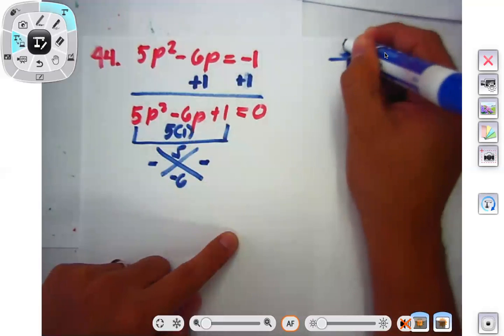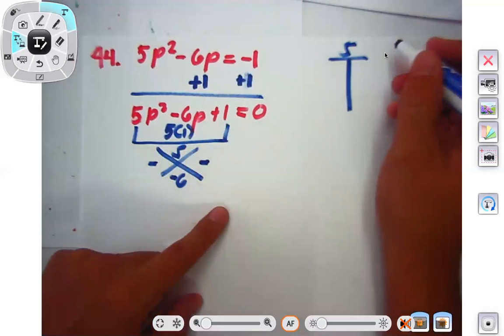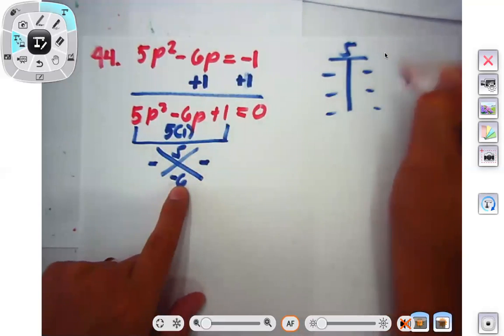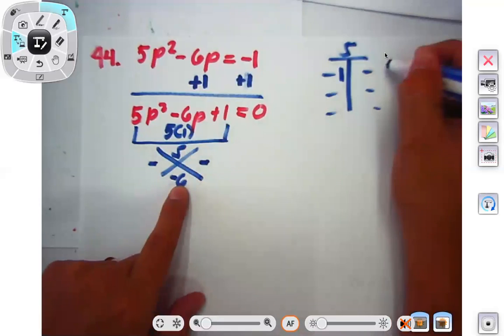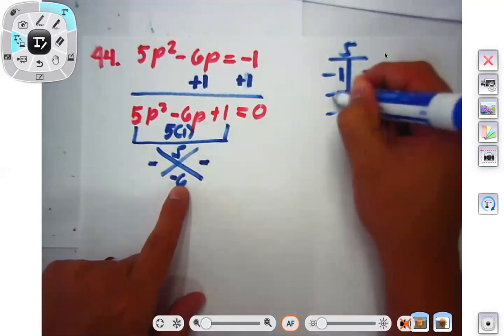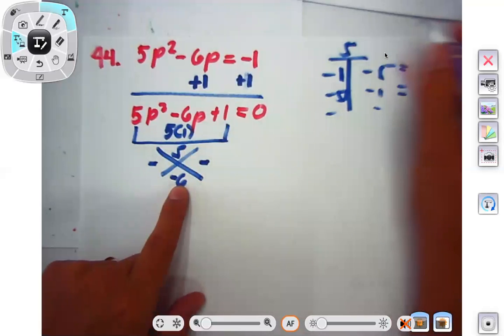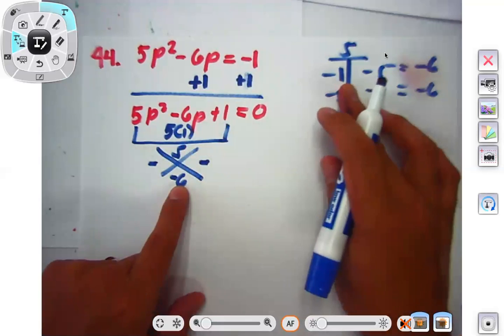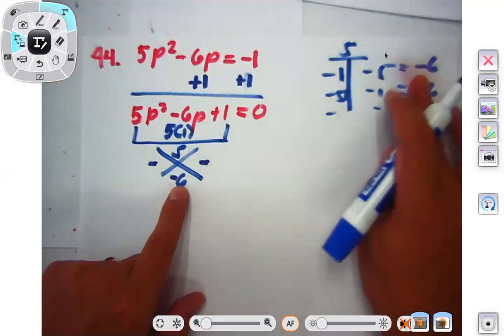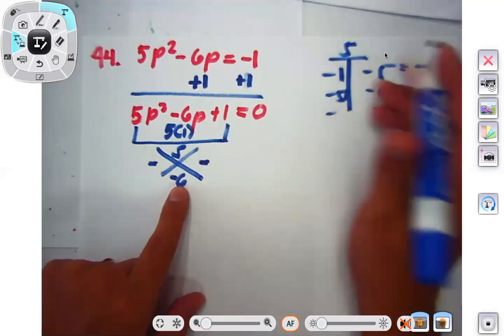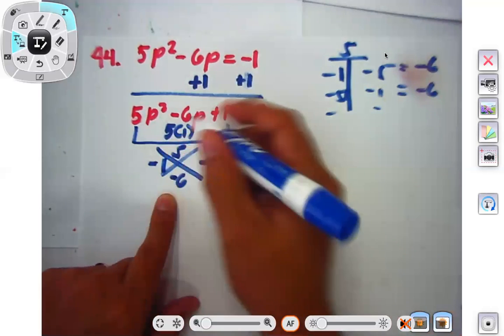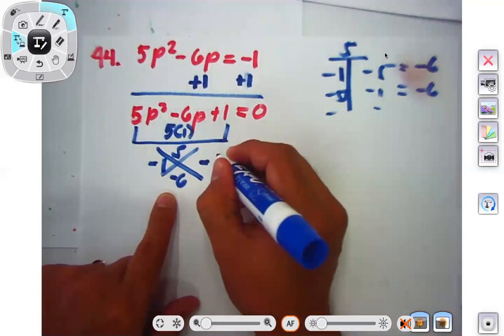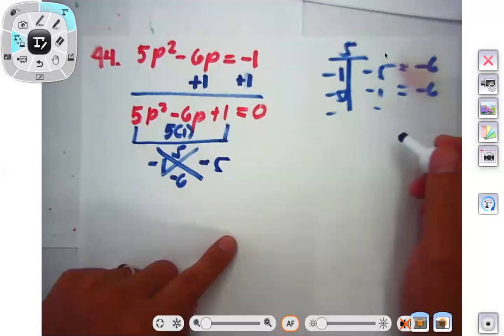So what are factors of 5? The sum is negative 6. You only have one option, right? 1, 5 or 5, 1, but either of these will do. When you add them, negative 1 plus negative 5 is negative 6. So it could be either of the two, right? It could be negative 1, negative 5.